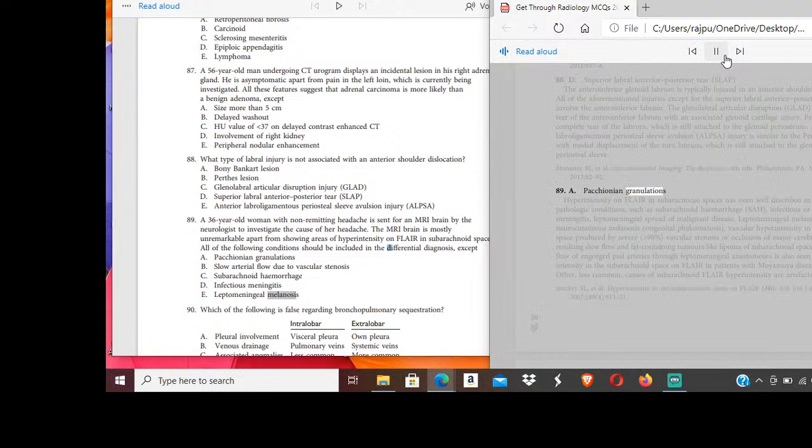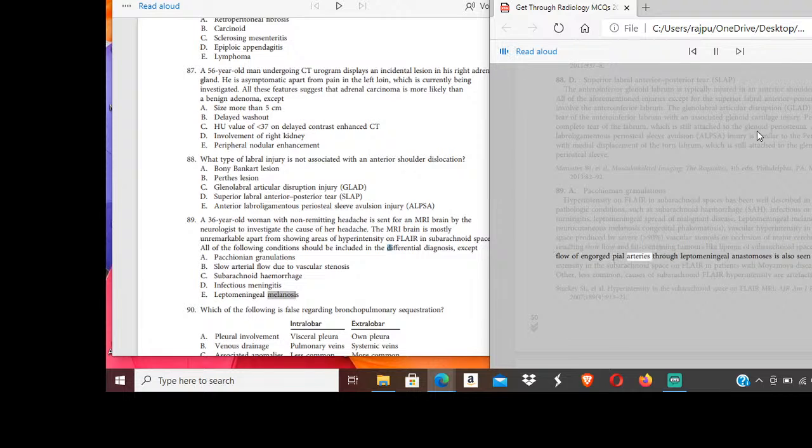89. A. Pacchionian granulations. Hyperintensity on FLAIR in subarachnoid spaces has been well described in a wide range of pathologic conditions, such as subarachnoid hemorrhage, SAH, infectious or malignant meningitis, leptomeningeal spread of malignant disease, leptomeningeal melanosis, part of the neurocutaneous melanosis congenital phakomatosis, vascular hyperintensity in the subarachnoid space produced by severe, 90%, vascular stenosis, or occlusion of major cerebral vessels with resulting slow flow, and fat-containing tumors like lipoma of subarachnoid space.